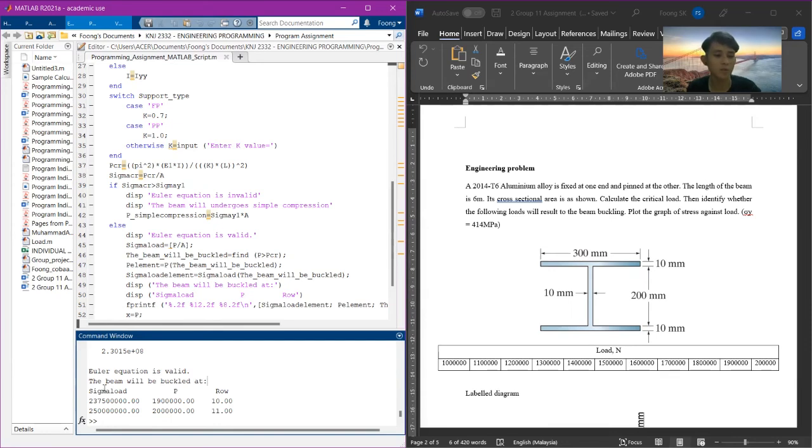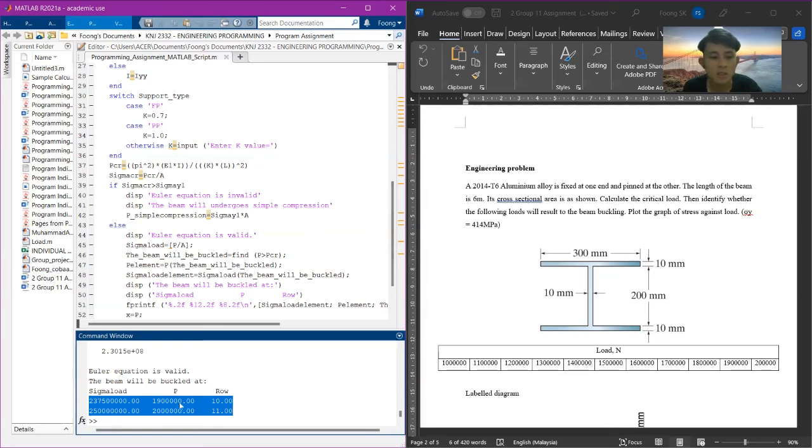After that, it will show that the Euler equation is valid, and the table is produced. From the table, you can see that the beam will be buckled at 1.9 meganewton and 2 meganewton.